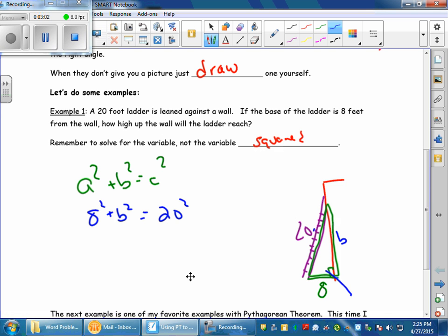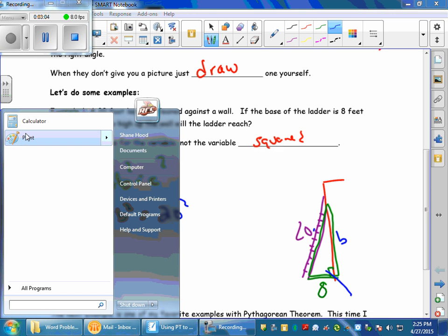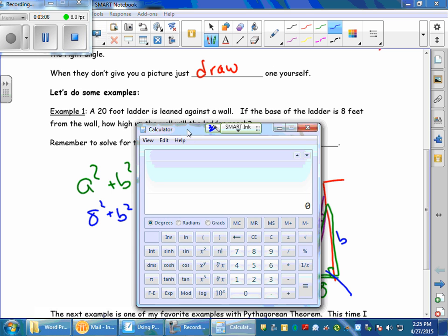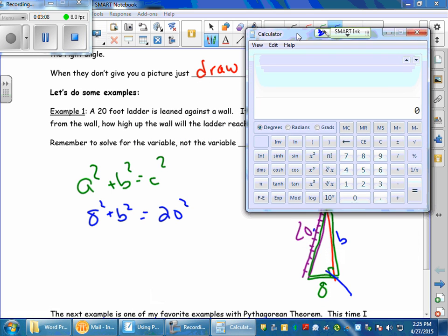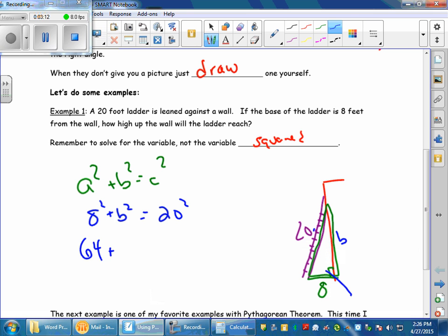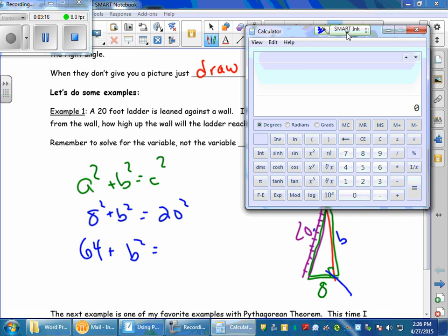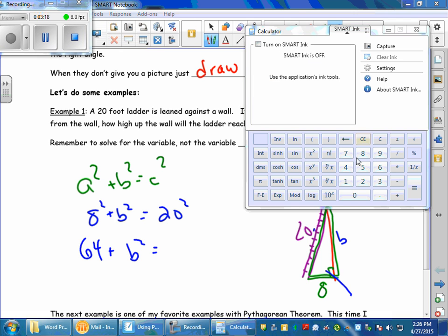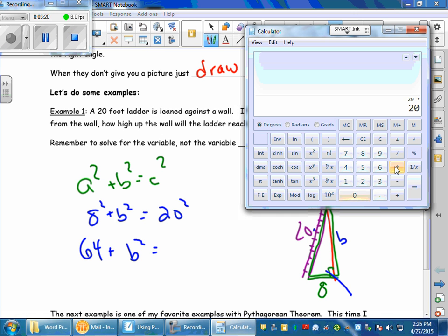In order to help us with this, I'm going to use my calculator. Hopefully you guys have yours with you. And let's figure out what 8 squared and 20 squared is. Well, 8 squared is pretty easy. That's just 64. Plus B squared. 20 squared is a little bit tougher. Some of you might already know what it is. 20 times 20, and I end up getting 400.